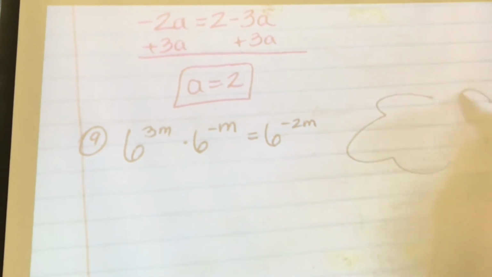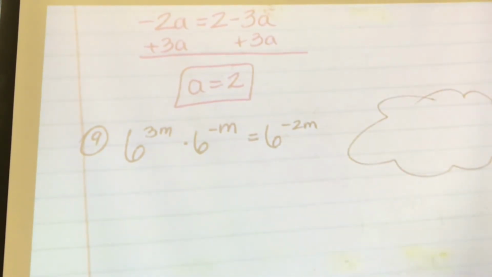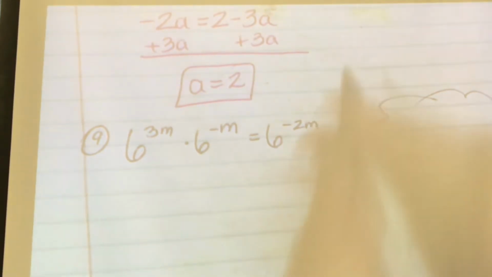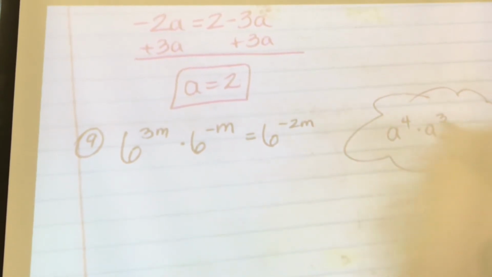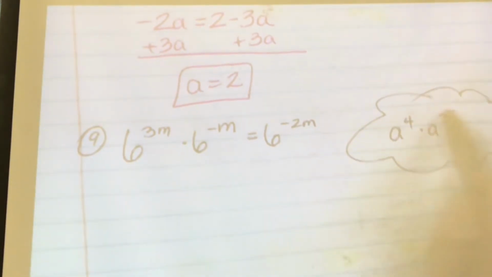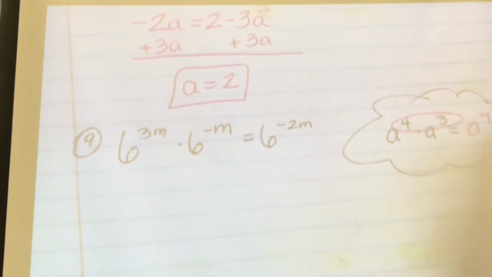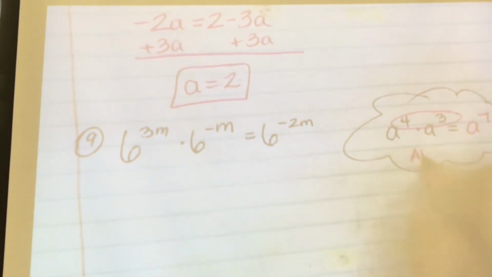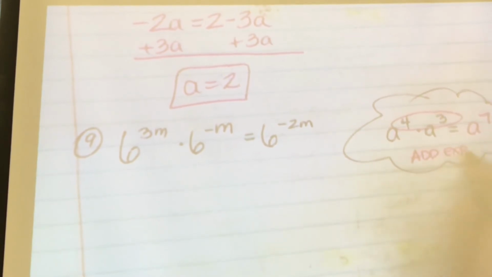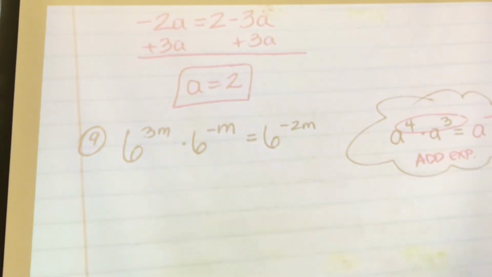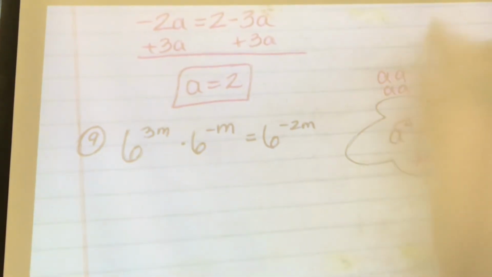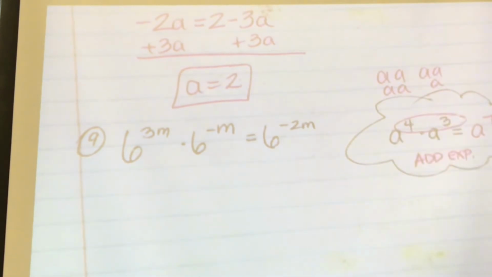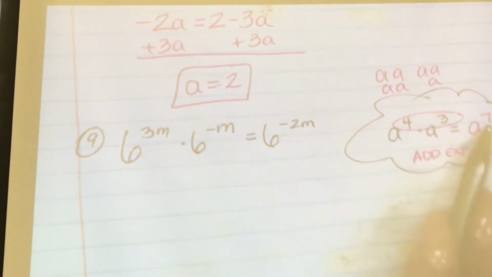So as a reminder with exponents, let's make our little cloud on the side to make sure we can remember. If I have a to the 4th times a to the 3rd, all I need to do is add the exponents and I get a to the 7th. I have to add the exponents. Why, you ask? Because this is a to the 4th, that's 1, 2, 3, 4. This is a cubed, that's 1, 2, 3. That's 1, 2, 3, 4, 5, 6, 7. That's a to the 7th.